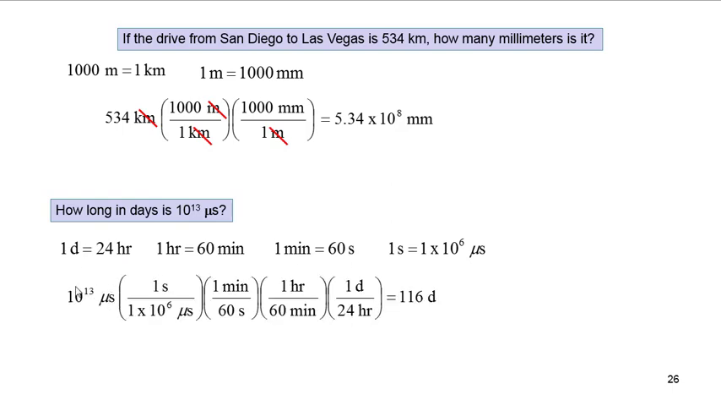Now I can go through. I'm starting with the microseconds, so I'm going to use this conversion first. I want to put this part on the bottom so it cancels, and this part goes on top. Then I go through with each of these, figure out which one goes on the bottom and which on the top, based on the fact that I'm trying to cancel certain ones and I want to end up with my answer in days. So all of these cancel, and the only units I end up with are days. The math that I would do is 10 to the 13 divided by 1 times 10 to the 6, divided by 60, divided by 60, divided by 24, and I get 116 days.